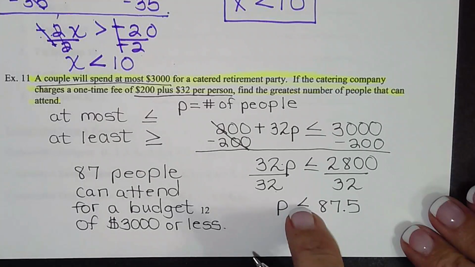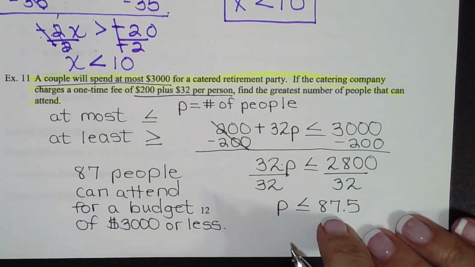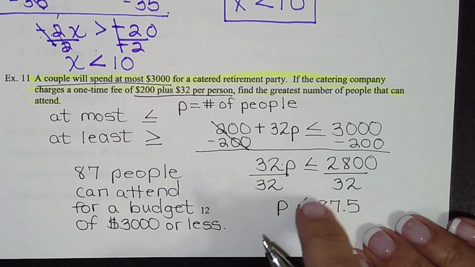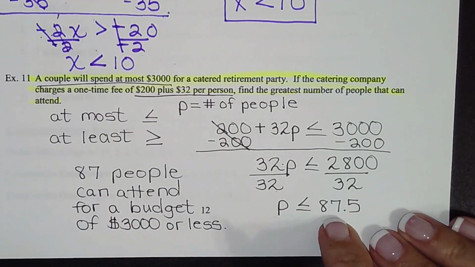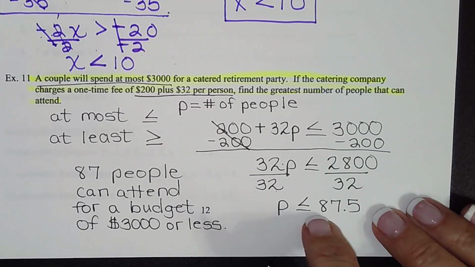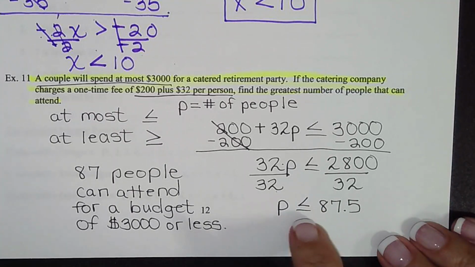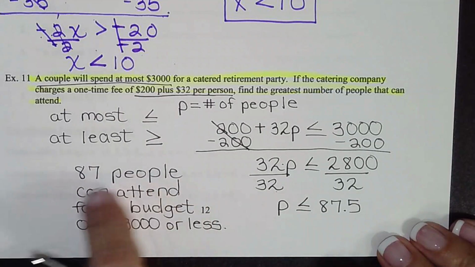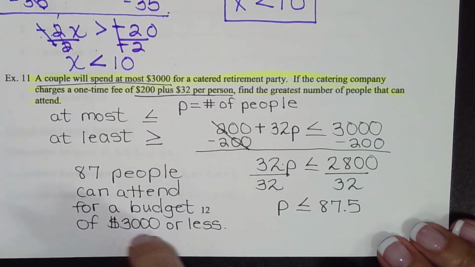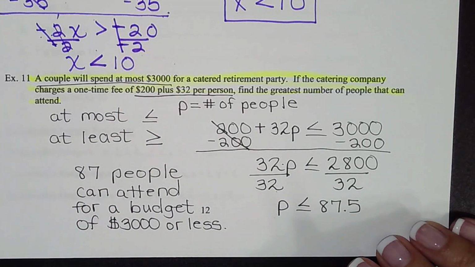So less than 87.5, we can't have 0.5 people, obviously. So I have to pick the number less than 87.5. That's why we get 87. I know you're dying to round it to 88, but that's greater than 87.5. So because of that symbol, we pick 87 instead of 88. So 87 people can attend for a budget of $3,000 or less, because that's what at most means.